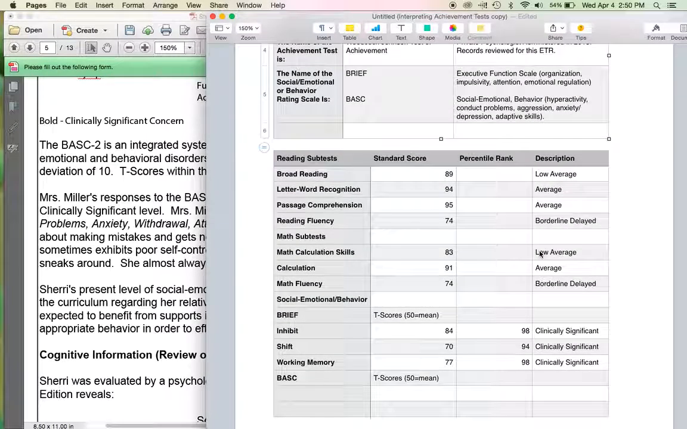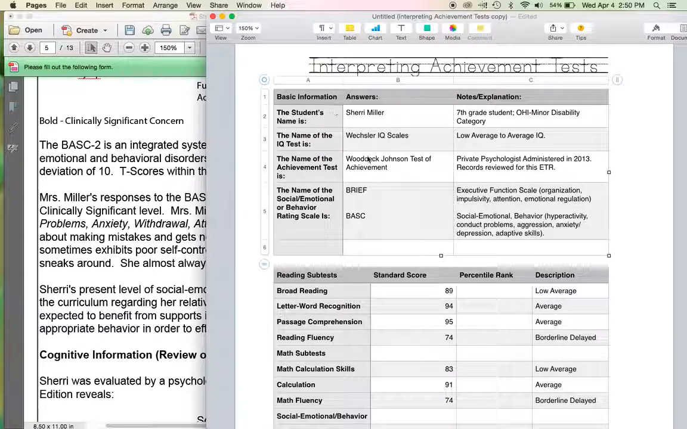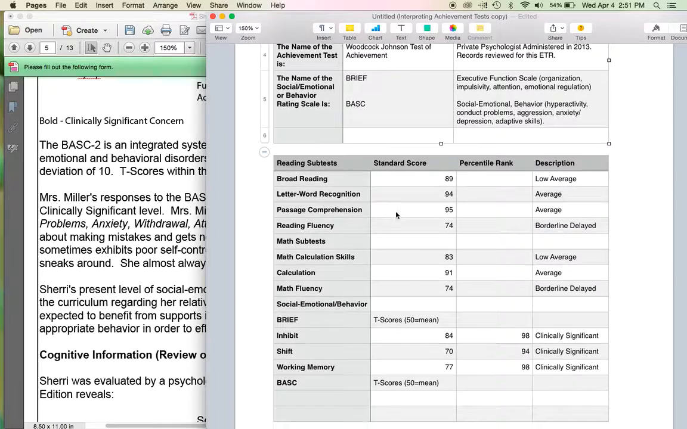Okay, so hopefully that makes sense. This just helps you organize the information, make sure you have all the information that you need, and that you understand what type of test each test is in terms of the skills that it measures and the areas that it addresses.